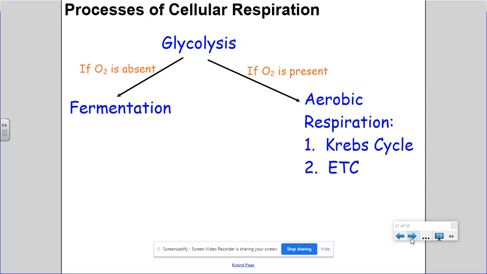This flowchart shows us how cellular respiration occurs. The name of the first process is called glycolysis. And then, if there is no oxygen, the cell can actually survive for a limited amount of time using something called fermentation. However, if there is oxygen present, the cell will make lots and lots of ATP in order to survive. This is the aerobic respiration part that consists of the Krebs cycle and electron transport chain, or ETC.